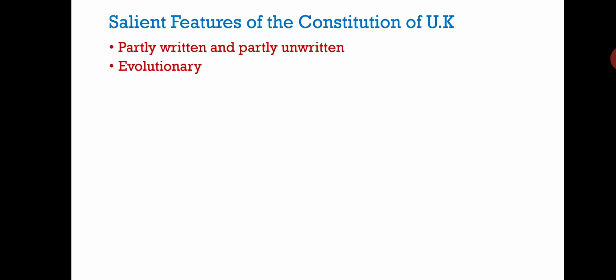Next feature is that it is an evolutionary one. The British Constitution is a child of wisdom and chance. It has evolved gradually, expressing itself in different charters, statutes, precedents, usages, and traditions. It has grown like an organism from age to age. It is the oldest among existing constitutions.